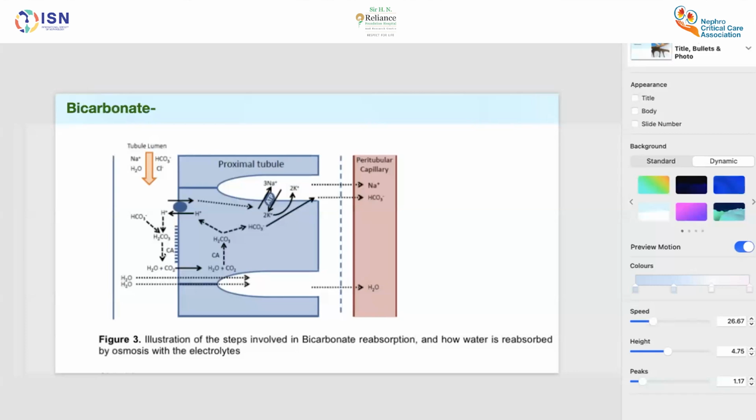This CO2 is reabsorbed into the cell, and again in the reverse direction, this carbonic acid is again hydrolyzed to hydrogen and bicarbonate. Thus, this hydrogen is recycled while this bicarbonate is diffused back into the lateral space, and that is how this bicarbonate is reabsorbed into the peritubular capillary.